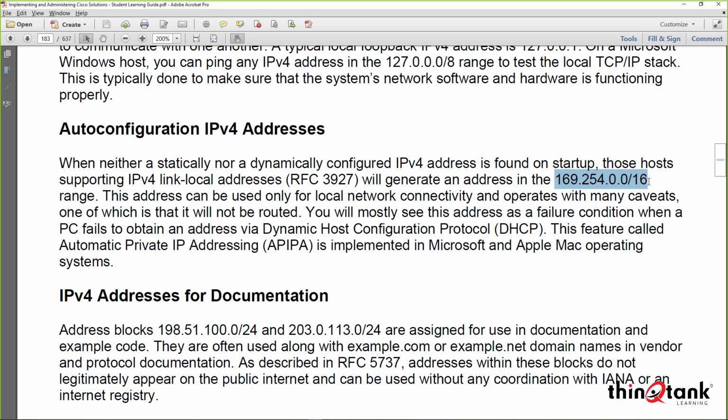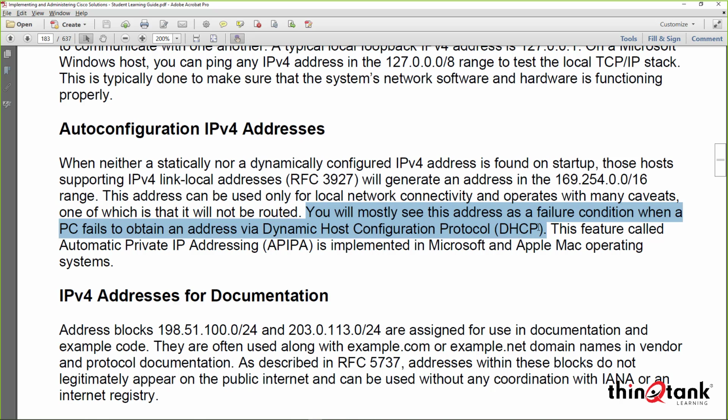Typically, though, when we see this 169.254 address, it just simply means that we weren't able to allocate an address to ourselves, and so the client basically gave itself this address to see if it could participate in the network, right? In fact, they say that here. You'll mostly see this address as a failure condition when the PC fails to get an address through DHCP, okay? That wasn't its intentional purpose.